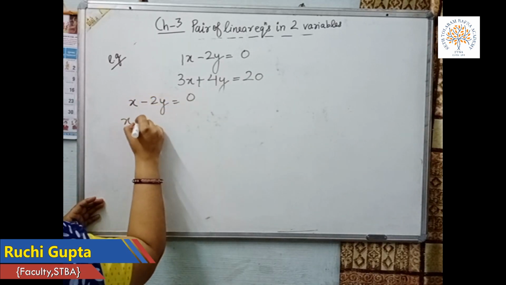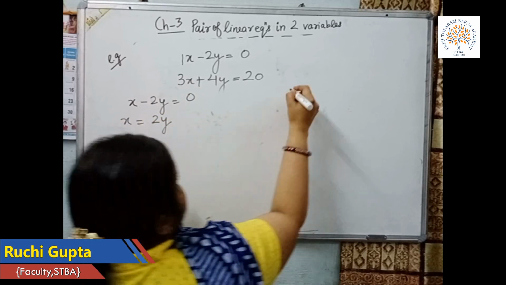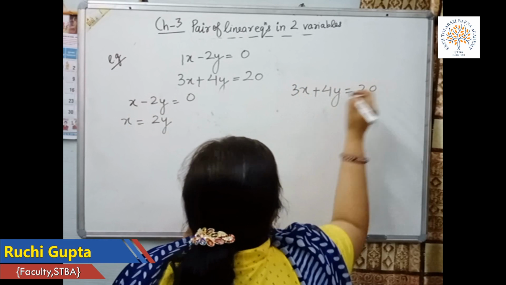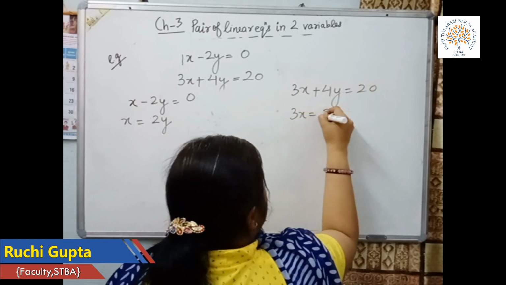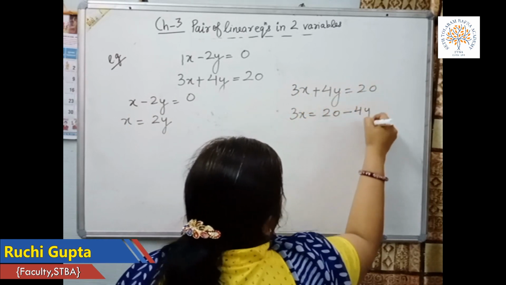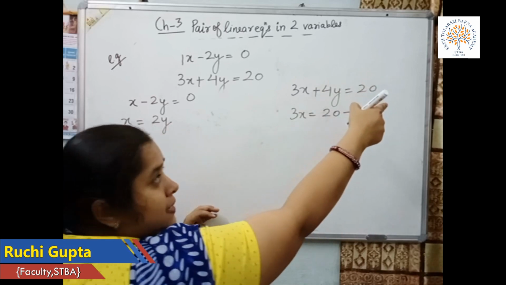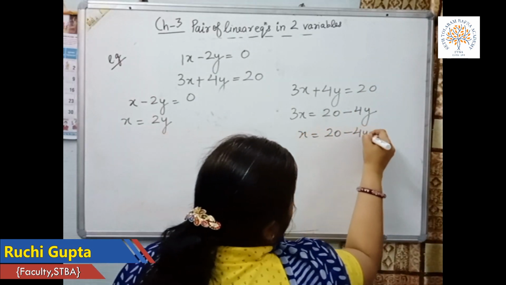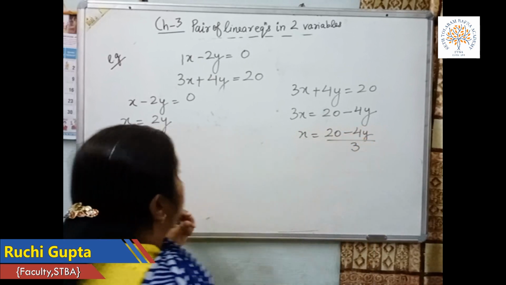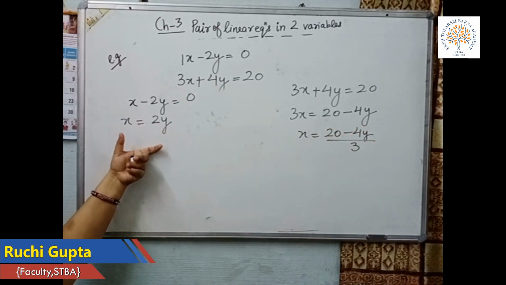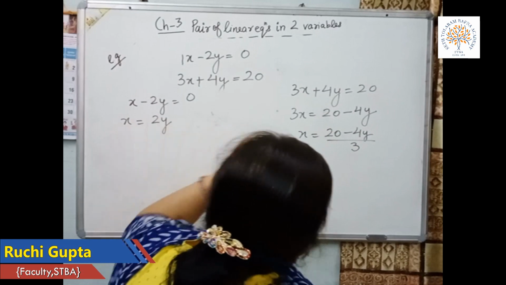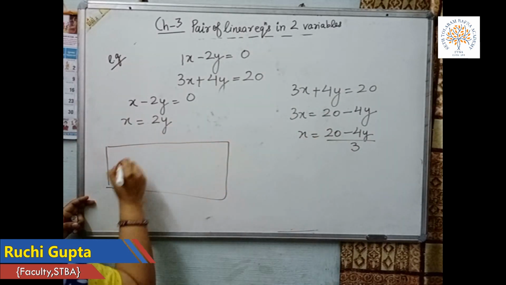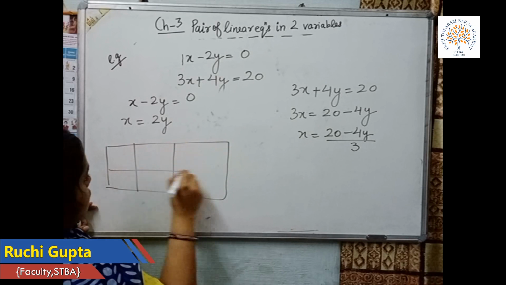So what is the value of x? It is 2y. And my second equation is this. So what is 3x? It is 20 minus 4y. When 4y goes to that side, it becomes minus. What is x? It is (20 minus 4y) upon 3. So we have to take 3 points of this and 3 points of this. I am taking 3 points of this equation. Okay, students?